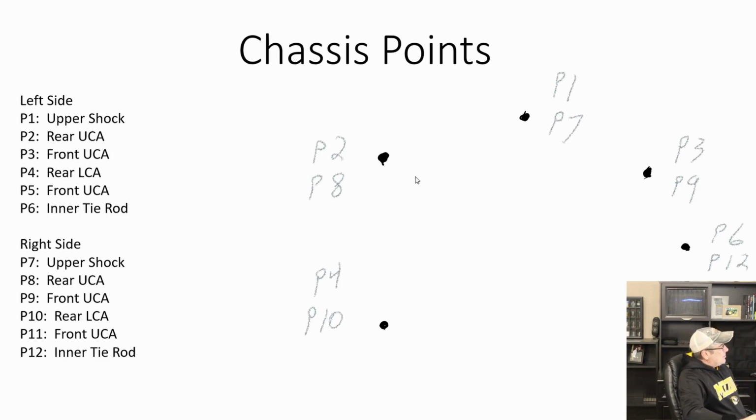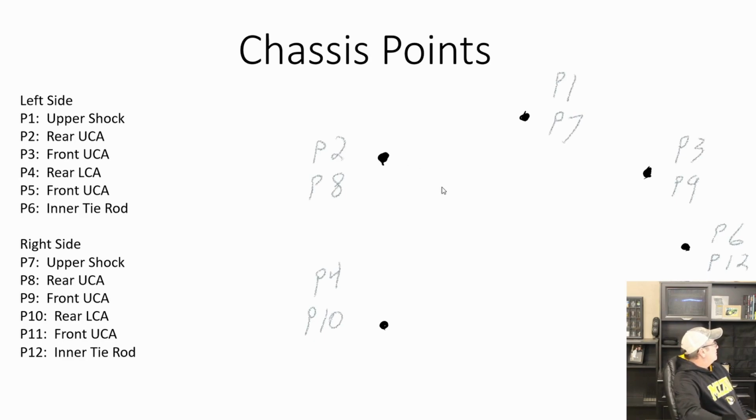And I've just kind of roughly drawn out some points, and each one of these pages is going to represent a local coordinate system for each one of those components in our suspension. What we're looking at here are the chassis points, and I've got the left and the right side kind of identified over here. These are the same points as in our previous video.